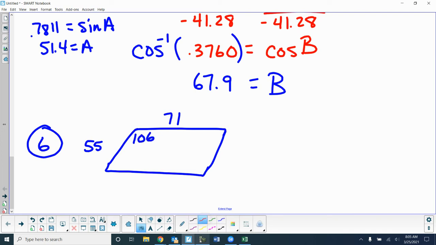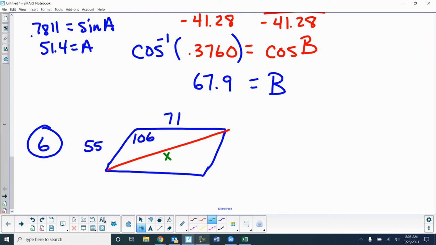Okay, the diagonal is this red line. Okay? Just find the length of the diagonal. So you don't have to find everything. All right, you just have to find that red line. Okay, so it's side angle side. All right? So I'll just call this x.